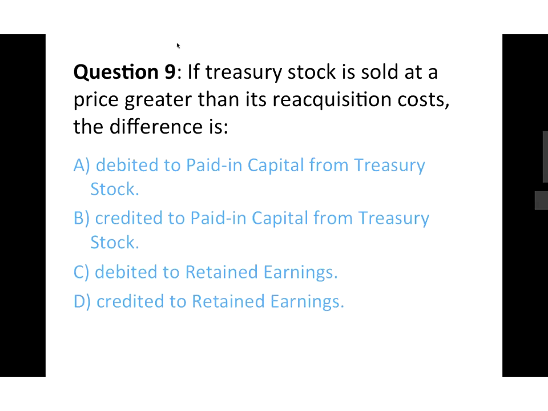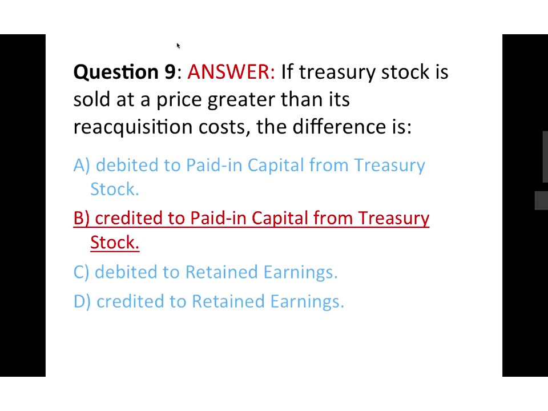This one, if treasury stock is sold at a price greater than its reacquisition cost, greater than what we paid for it, the difference is what? What do we do with that difference? And on this one, you do want to refer to that journal entry we did, the second journal entry on that homework exercise that we just did, because this lines up with that one exactly. Okay, I'm going to be closing this in about 10 seconds, so get your answer in. Okay, and yes, we do credit it to paid-in capital from treasury stock.